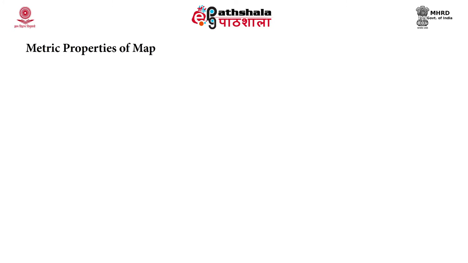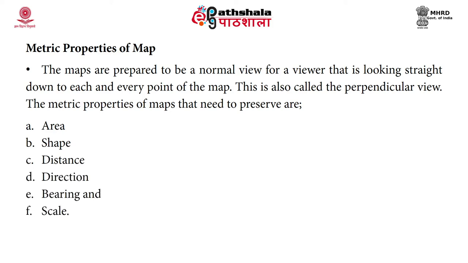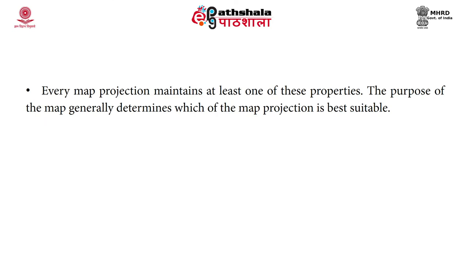Next, we will talk about matrix properties of the map. The map is prepared to be a normal view for a viewer that is looking straight down to every point on the map. This is also called the perpendicular view. The matrix properties of a map that need to be preserved are area, shape, distance, direction, bearing, and scale. Every map projection maintains at least one of these properties.